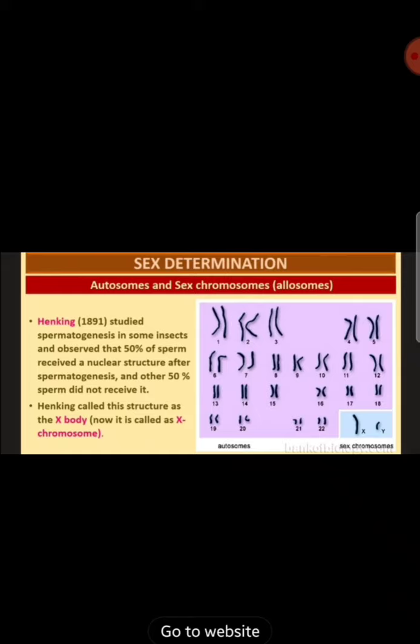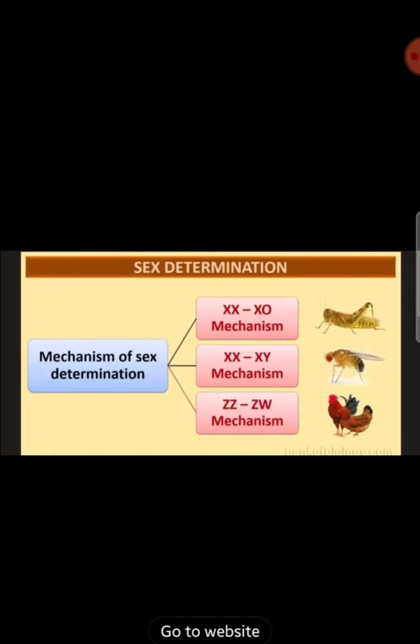Henking in 1891 studied spermatogenesis in some insects and observed that 50% of the sperm received a nuclear structure after spermatogenesis and 50% of the sperm did not receive it. Henking called this structure the X body. Now it is called the X chromosome. We will study this discovery of Henking in the further slides.